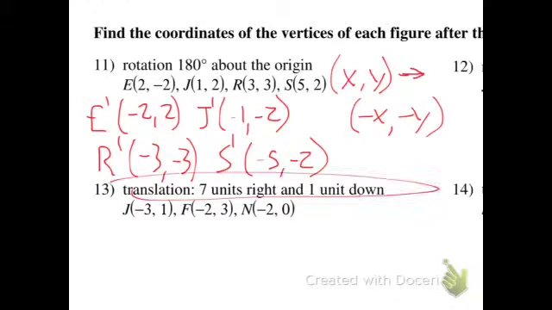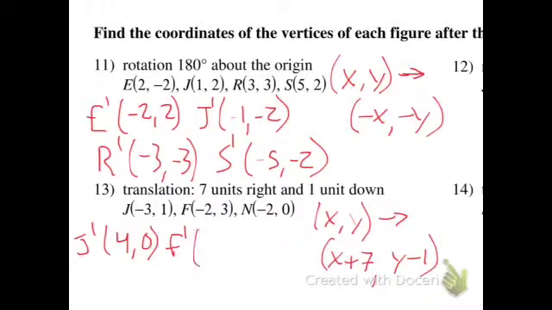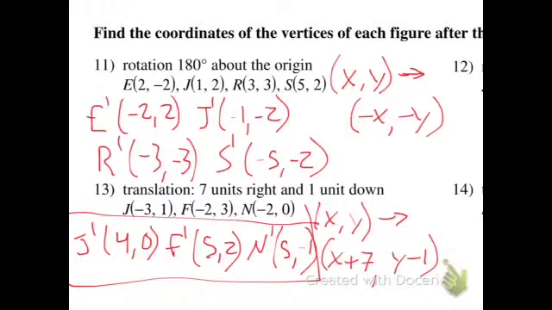On 13, the translation is 5 units to the right, 1 unit down. So that function, if you start out with an (x, y) coordinate, is going to be x plus 7, because that's moving it to the right, and then 1 unit down is y minus 1. So take all your coordinates here, add 7 to the x values, and subtract 1 from the y. If you add 7 to -3, you get 4. Subtracting 1 gives you 0. So there's J prime. F prime is going to be (5, 2). And N prime is going to be (5, -1). And there's your points then. Here, let me box these in for your viewing pleasure.